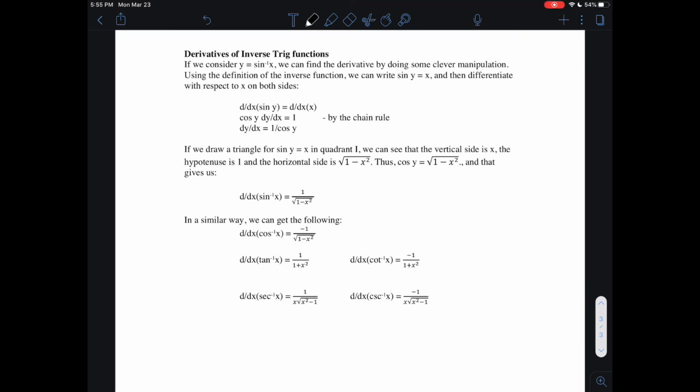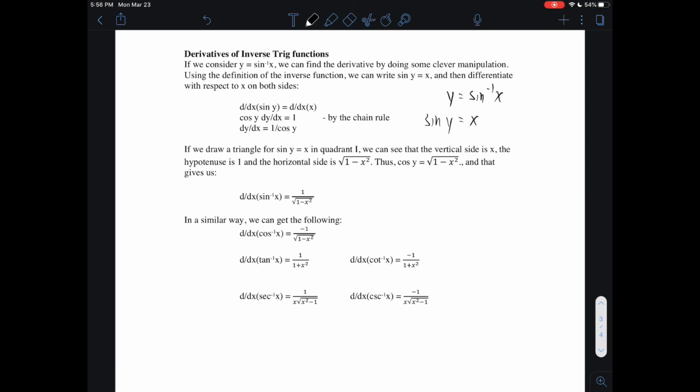We can find the derivative by doing some clever manipulation. Using the definition of the inverse function, we can write sine y equal to x, because anytime that you have y equal to sine inverse x, it means the exact same thing as sine of y is equal to x. That's how inverse functions work. They're just undoing the other function. So we're going to take that expression, sine y equal x, and differentiate with respect to x on both sides, just like we were doing above in those previous examples.